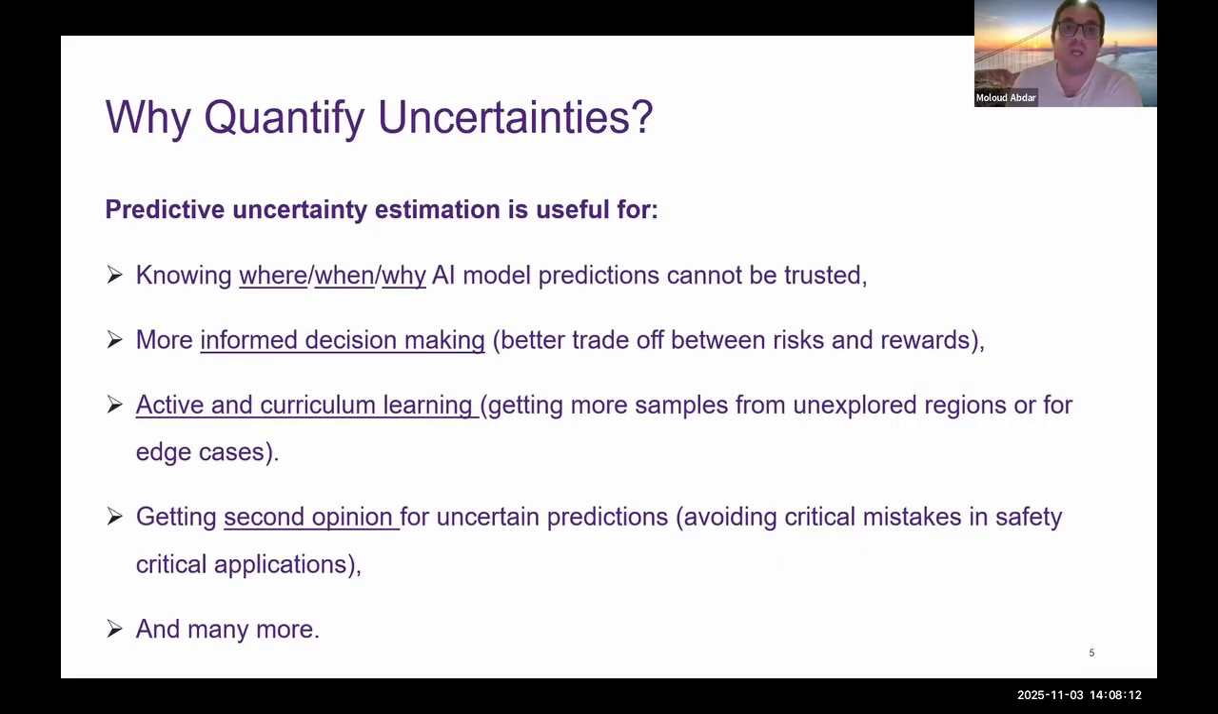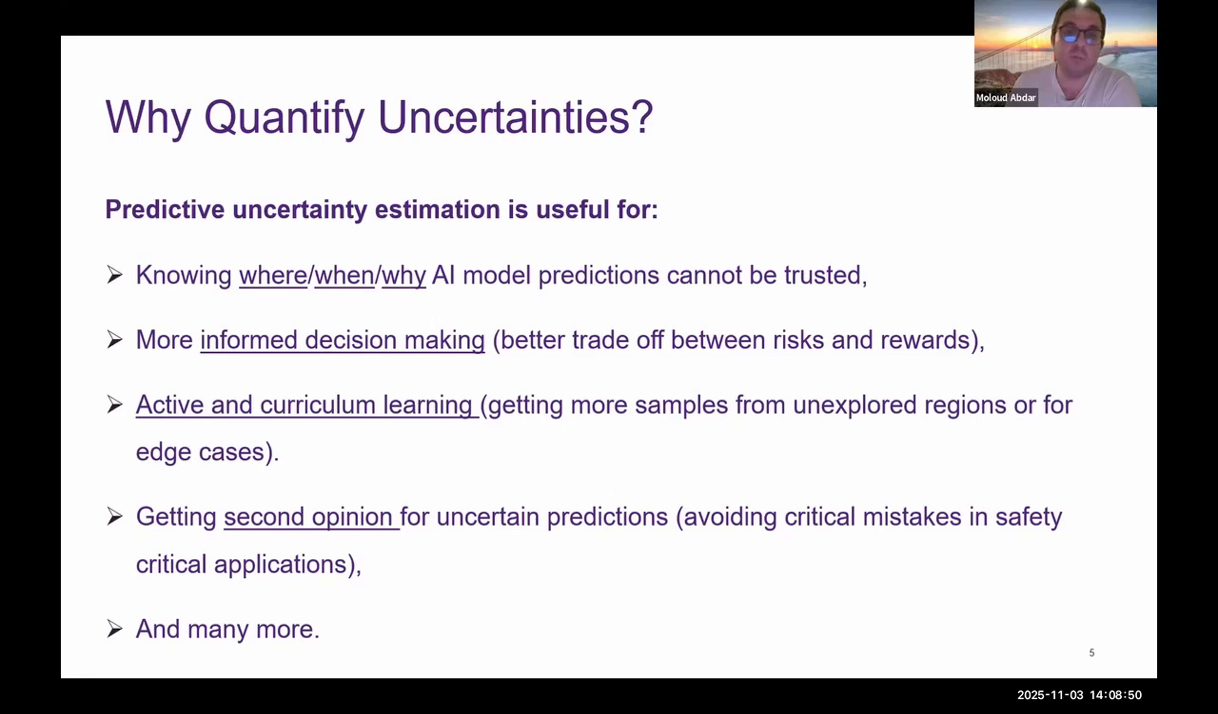So why is uncertainty quantification important? In real life, we need to know where, when, and why AI model predictions cannot be trusted. This is the main point of having uncertainty quantified. Most people just focus on performance rather than knowing where the model doesn't know. It also supports more informed decision making, where with risk and rewards we need a better trade-off between those items. And also, we have active and curriculum learning.